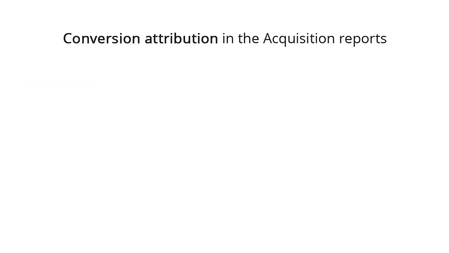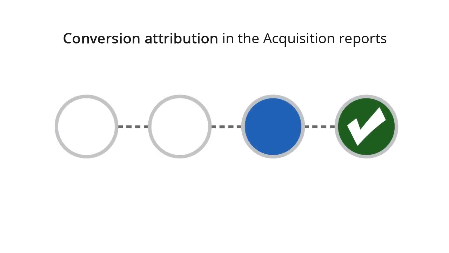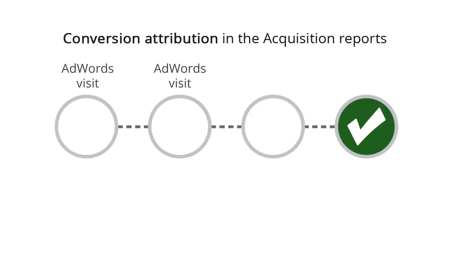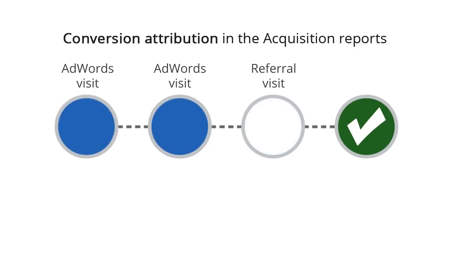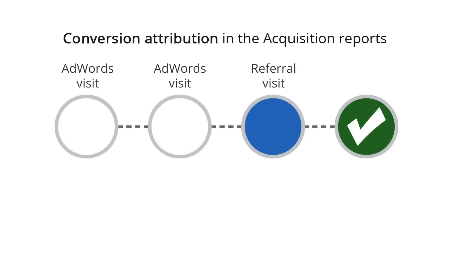Remember, by default, Google Analytics attributes a conversion or sale to the campaign that most recently preceded the conversion. For example, if a visitor clicks on an AdWords ad and then later returns via a referral to purchase something, the referral will get the credit for the sale. This information is important to keep in mind as you use the acquisition reports, since some traffic sources may be better at assisting conversions, while others may be better at closing conversions.